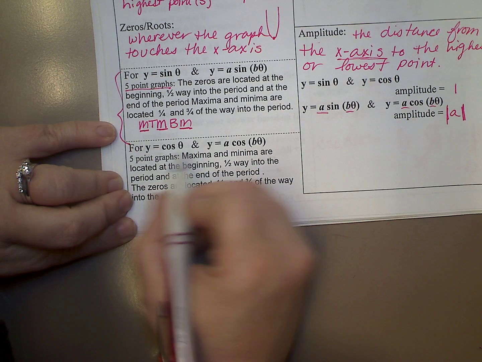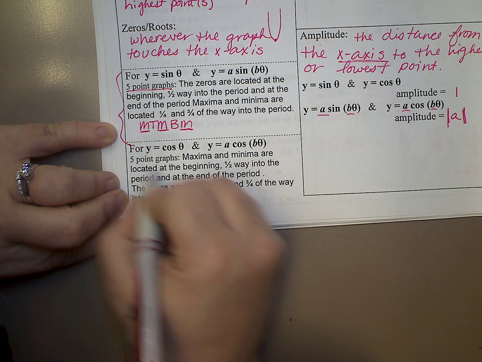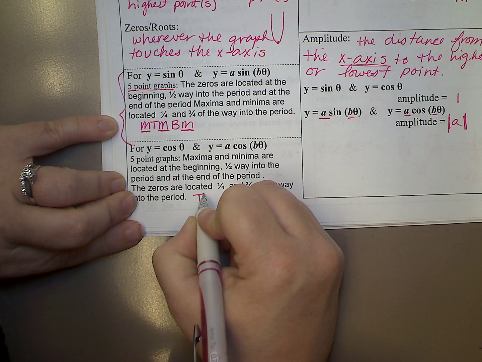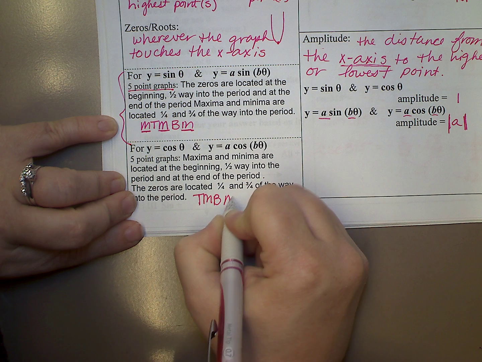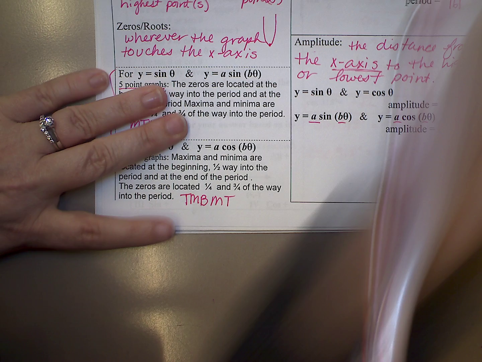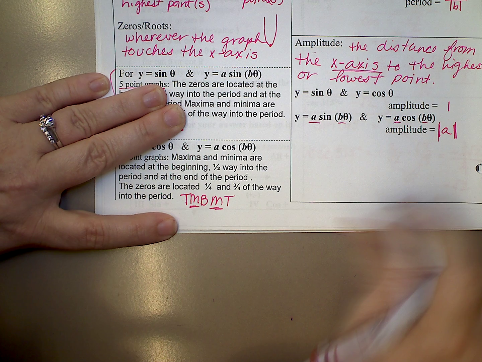And let's see, for cosine, same thing. We would use the top, middle, bottom, middle, top, just like I had up here. Top, middle, bottom, middle, top. And again, the zeros would happen wherever you hit the middle.